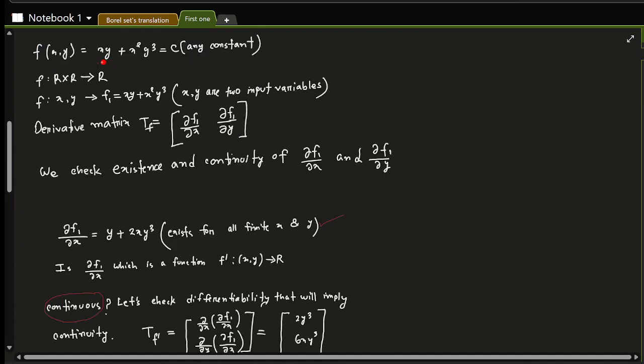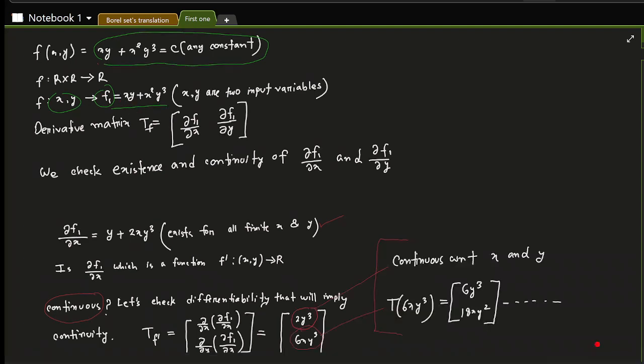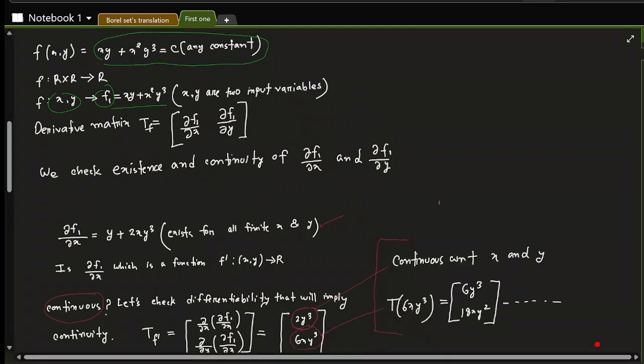Now we are back to the function that I mentioned in the beginning. This function can be thought of as taking two variables x and y as an input and giving one variable phi as an output. First, we check the differentiability of the function, and for that we need to check the existence and the continuity of the partial derivatives.